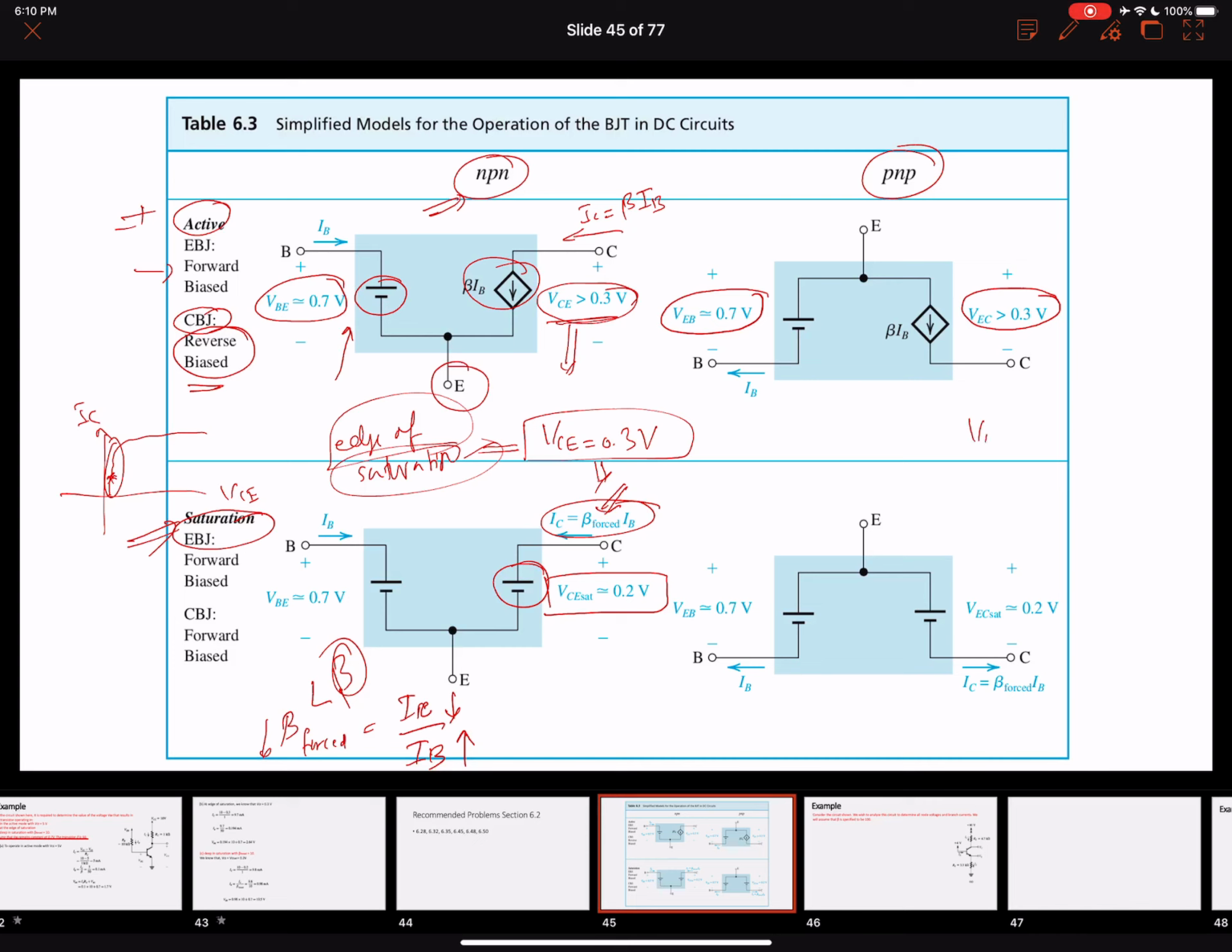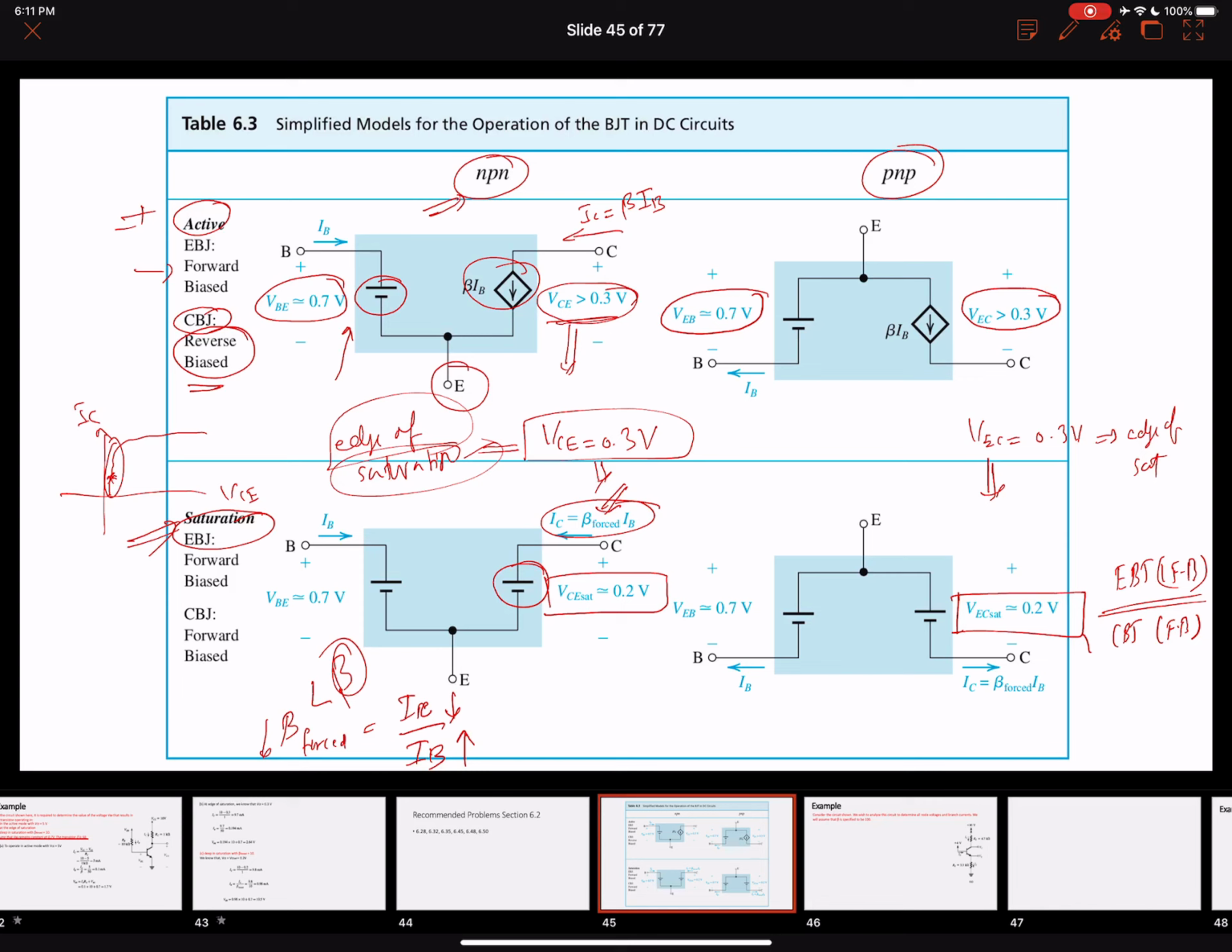As soon as VEC becomes equal to 0.3 volts, it goes to the edge of saturation. And as soon as it falls further and becomes equal to 0.2 volts, this is deep into the saturation mode. This means that when our transistor is in the saturation mode, the collector to base junction becomes forward biased, right? So in the saturation mode, our collector to base junction is forward biased. Our emitter to base junction is forward biased in both the active and saturation regions.